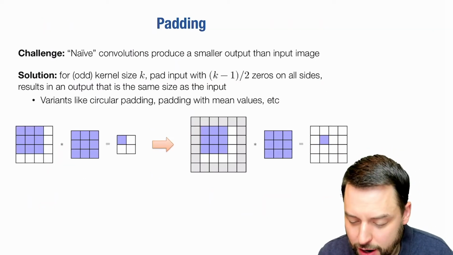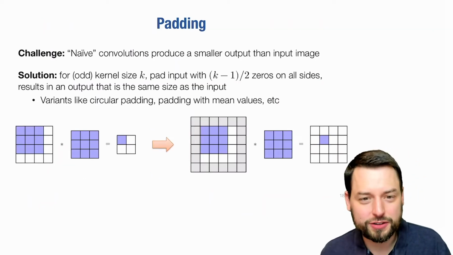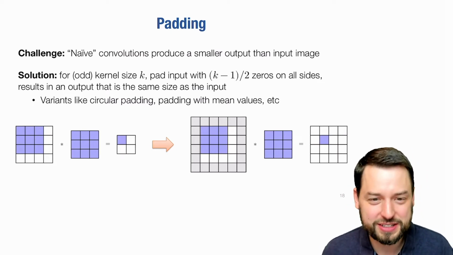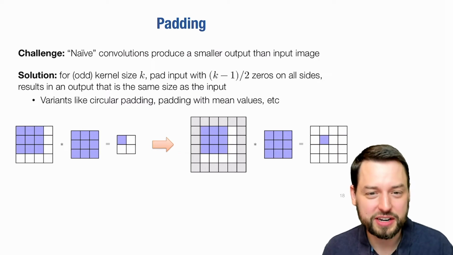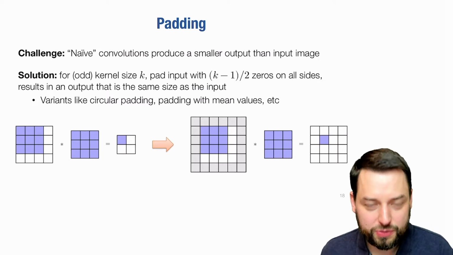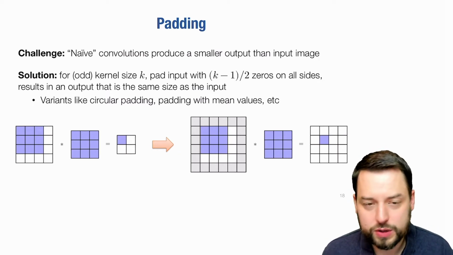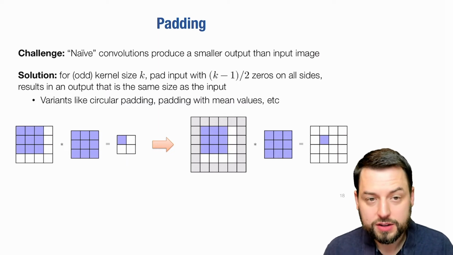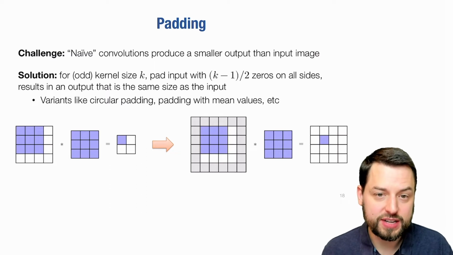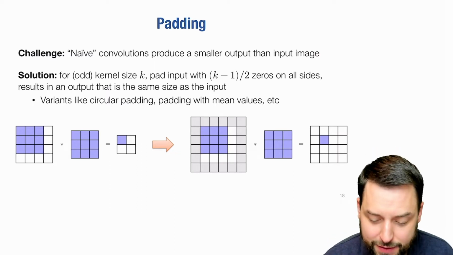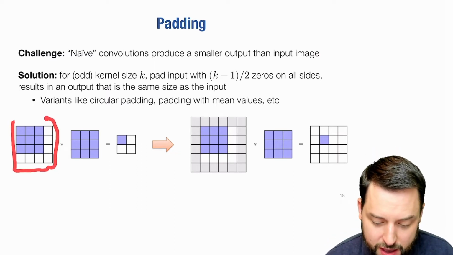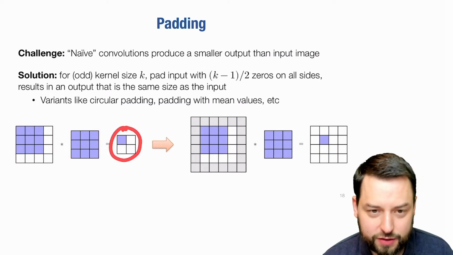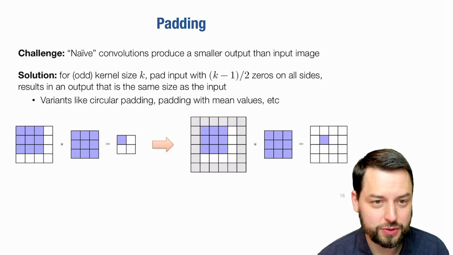And so what's very common to do, and to be honest, I don't know why this is not the default setting in every single library, because this is what everyone does in every single architecture you will see, is that you pad the input with zeros such that your output is the same size as your original input. So if I have a 4x4 input here, and I want to run a 3x3 convolution, I don't just run it on the four locations I can, resulting in a 2x2 output.